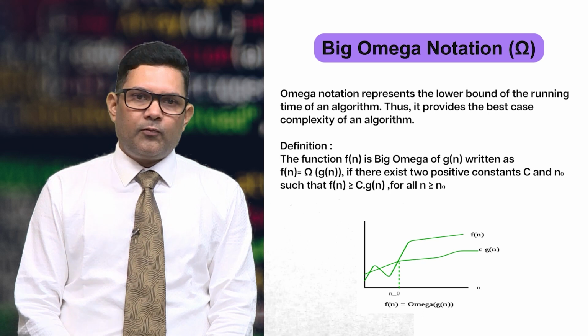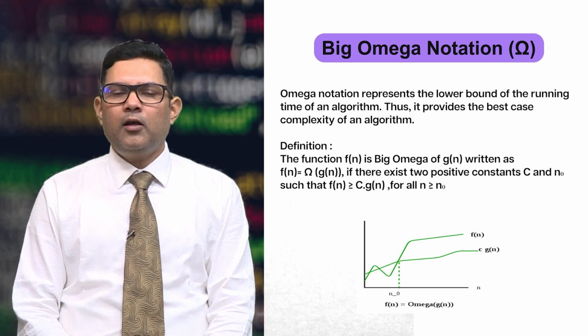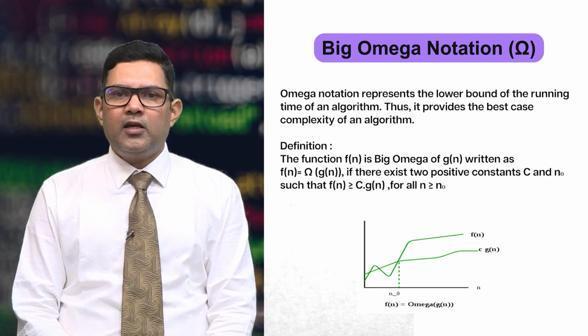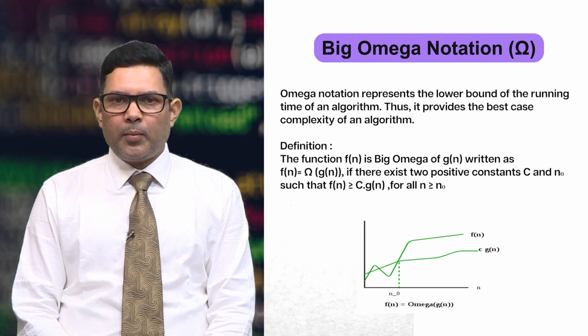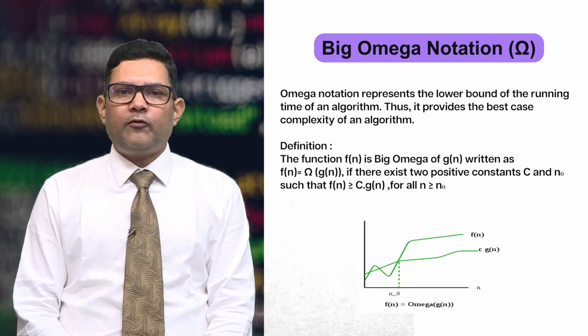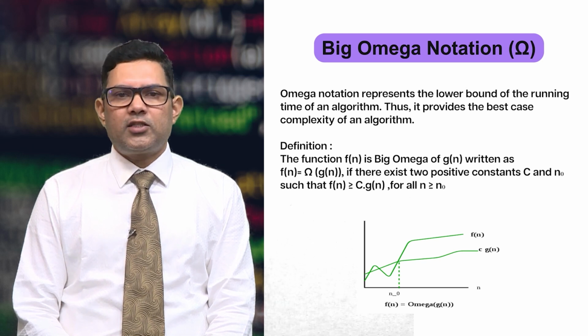But before that, from 1 to n naught minus 1, the value of f of n may sometimes be less than c into g of n, or sometimes greater than c into g of n. But once we set the value of n naught, after that the value of f of n will always be greater than c into g of n.